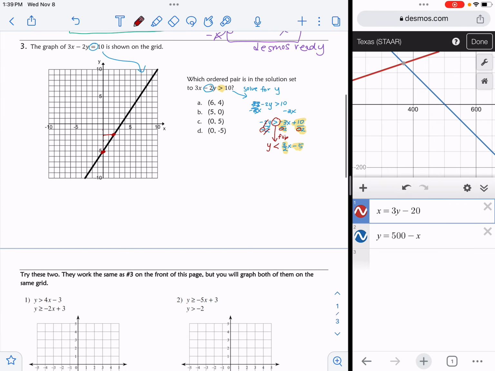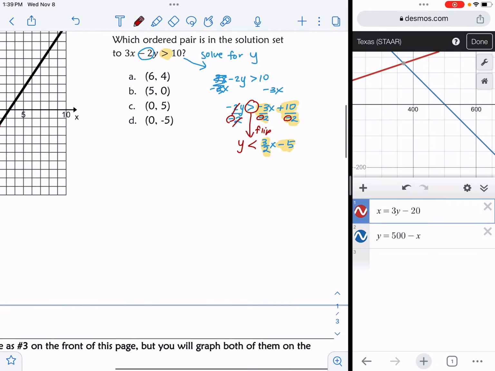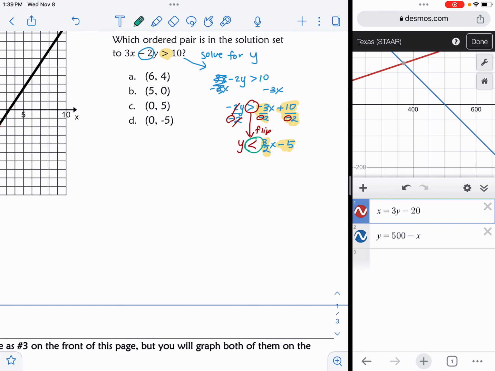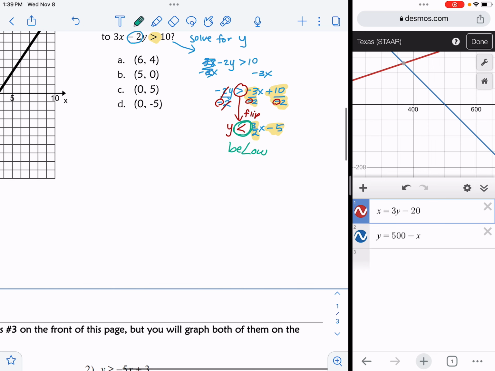And so that's not really what we're concerned about here. We're concerned about the inequality. And so the inequality is now a less than sign, which means we want to shade below. I always write the word below with the less than sign as the L to remind me I'm shading below the line. Okay. The other thing I want to note is that there's no line underneath this inequality, so our line is going to be dotted.